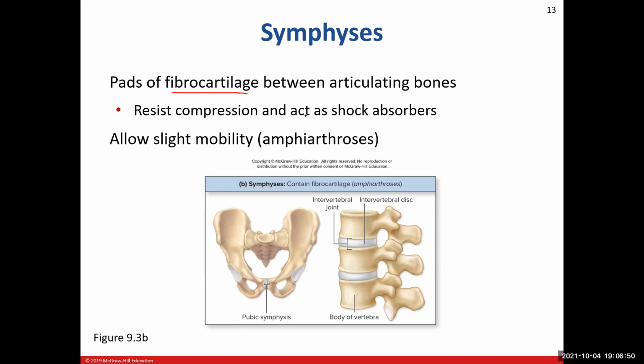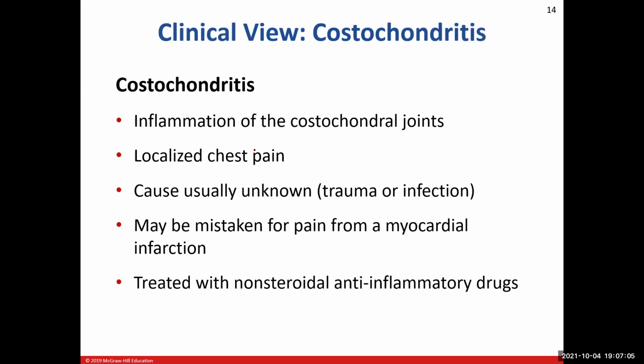So with these joints, we will have a little bit of movement. That's why when you're bending and twisting and turning your spine, some of that mobility comes from the intervertebral disc joint. So those are the symphyses.